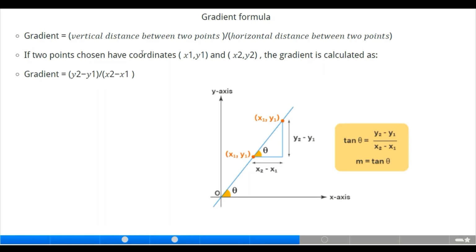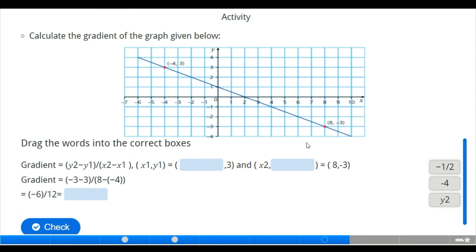Now, which is denoted as what? y2 minus y1 divided by x2 minus x1. Now, let's look at an activity based on the formula that we have mentioned. The gradient of a line is calculated as what? y2 minus y1 divided by x2 minus x1.